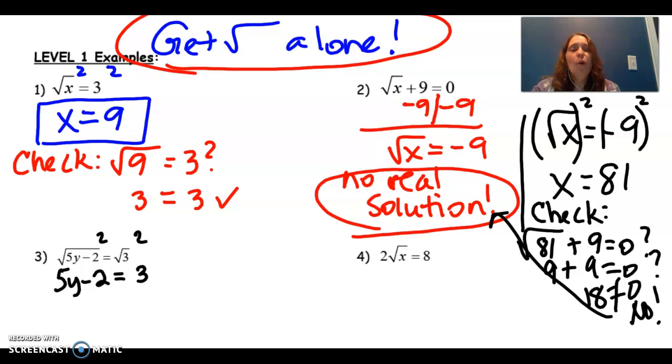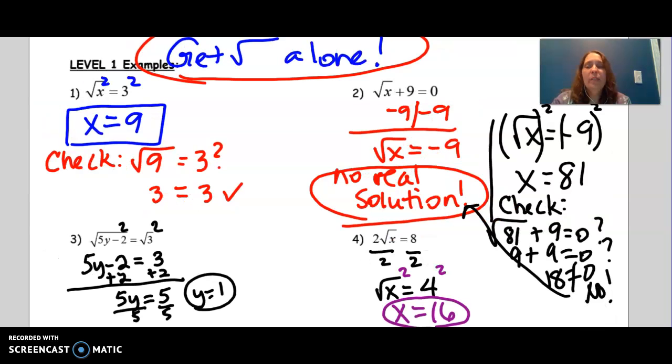And then in number 4, try that on your own. Keep in mind the radical must be alone before you square both sides. All right, please check your answers. Hopefully you got y equals 1 for number 3 and x equals 16 for number 4. If you go back in and check those in your calculator, you should get 2 equivalent answers on each side. When you're done, please go ahead and take a look at number 5.